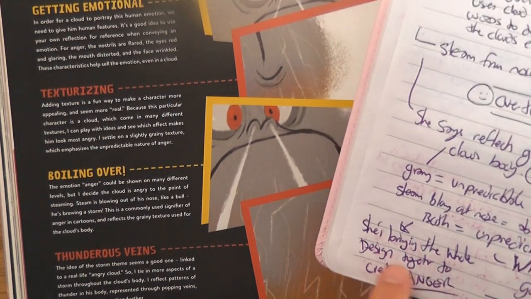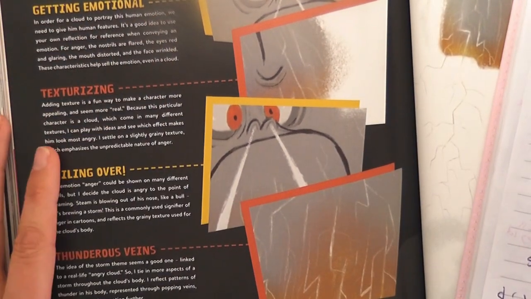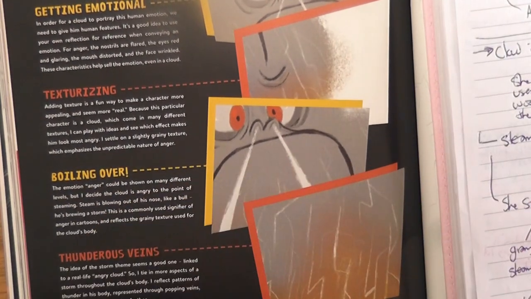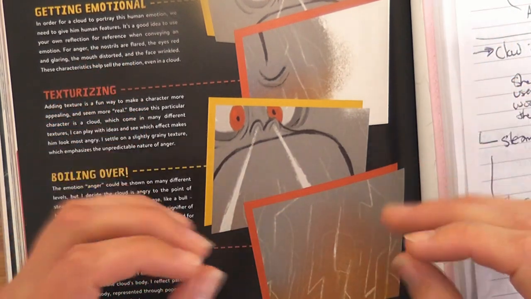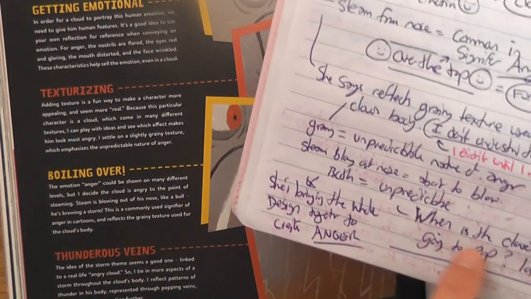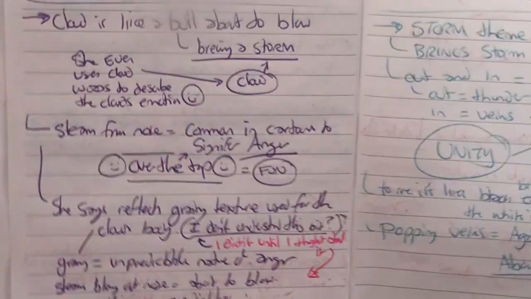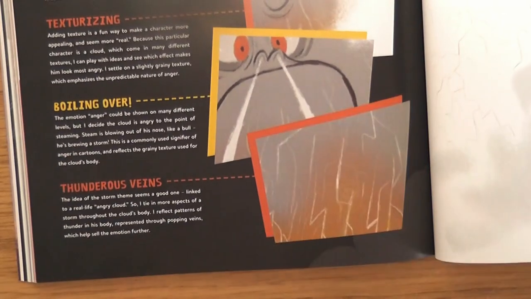Yeah, she's bringing the whole design together to create anger. Angry is unpredictable. Because when you're angry, you don't think straight. You just react. You don't sort of focus and think. So that's one of the things with anger there. When is the cloud going to pop? That's what I thought. I like that. I feel like that was very, for me, that was very insightful, that bit.